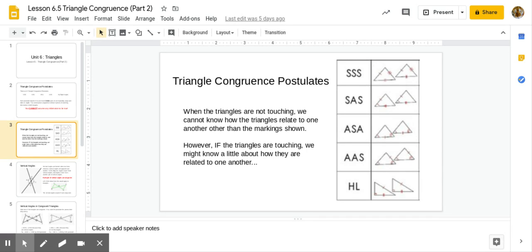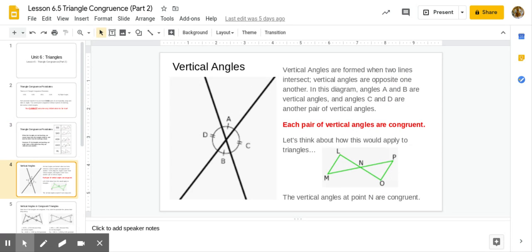Now, if the triangles are not touching, like those in the pictures on the right-hand side, there is absolutely nothing else that we know to be true. We can only go with what is marked. However, if the triangles are touching, it is possible we might know a little bit more about how those 2 triangles relate to one another, if they are touching in such a way that they make a pair of vertical angles.